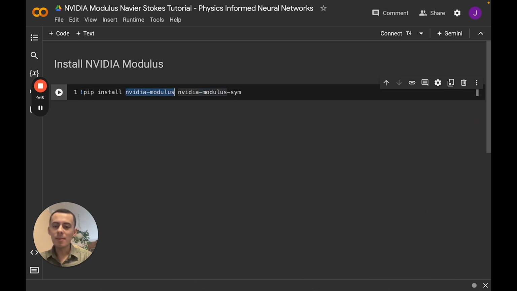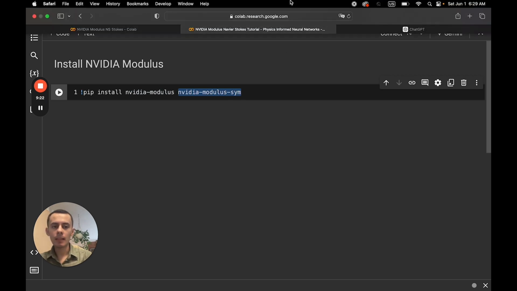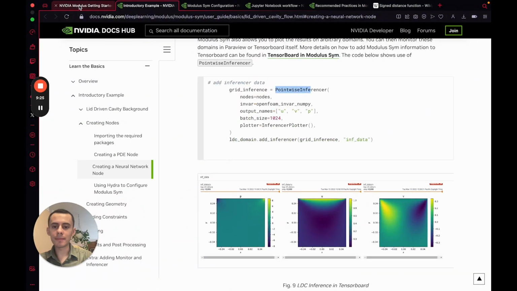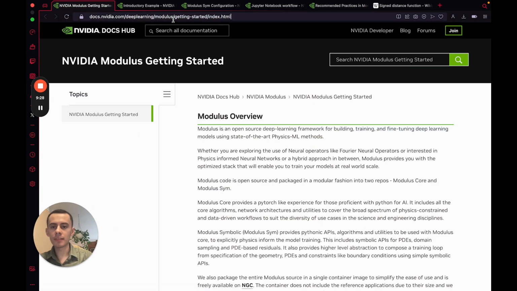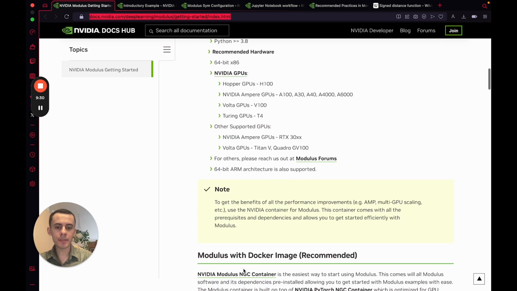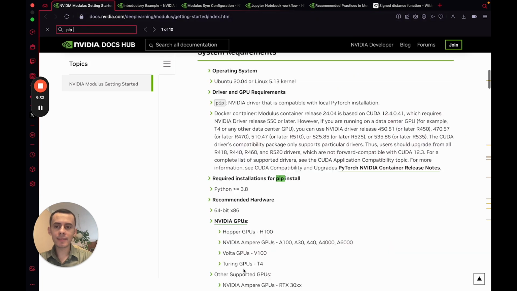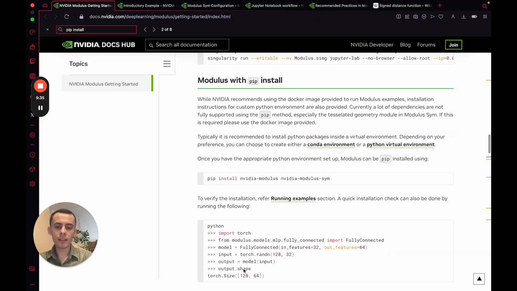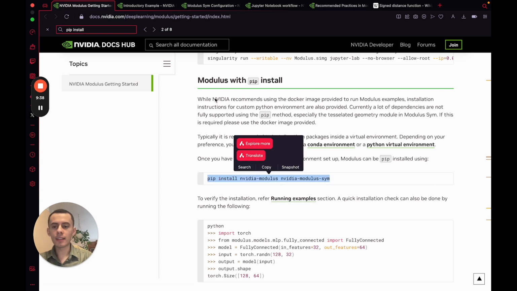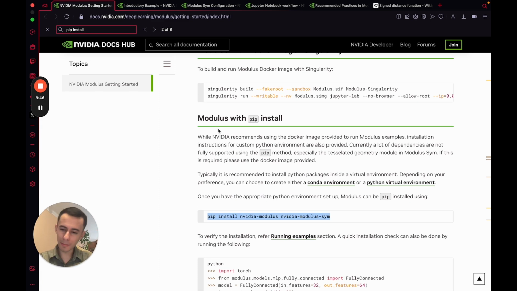So we're installing NVIDIA Modulus as well. It doesn't hurt, I guess. But the one we care about for this tutorial is NVIDIA Modulus Sym. You may want to visit the installation guide, NVIDIA Modulus Getting Started. I'm going to be linking this in the description. Here they describe the different ways to install it. We care about pip install because we're using the Colab notebook. In the past, I have a video, which I'm going to attach, of how to deploy NVIDIA Modulus to Google Cloud with Docker, but we don't care about that right now.